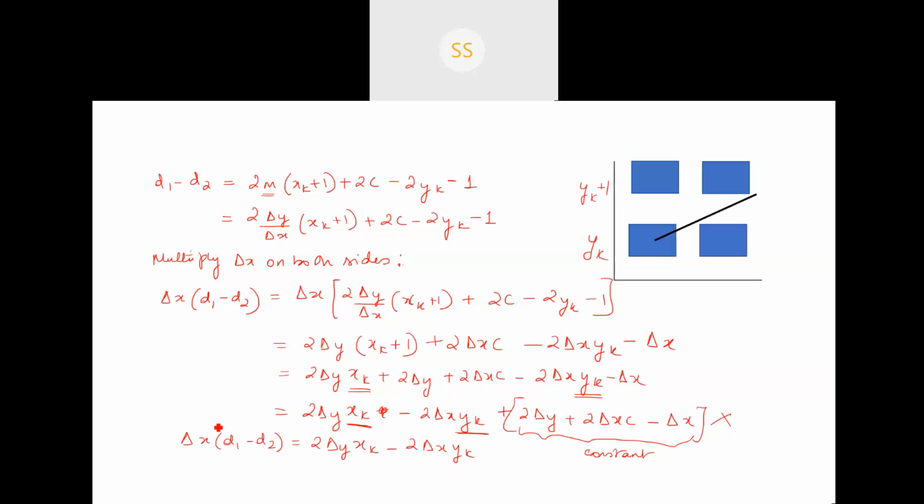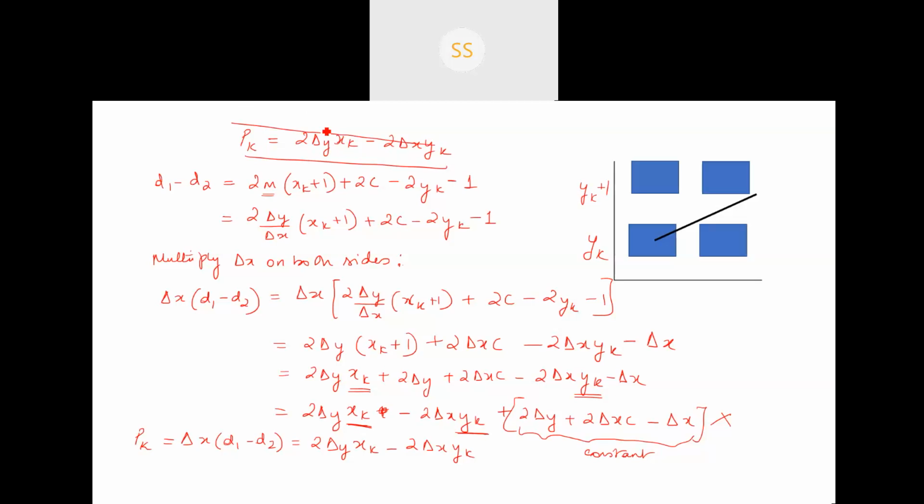Now, if you see the left hand side, it is quite long, isn't it? Delta x into d1 minus d2. So instead of using this long term, I can use a new name for this, which is called pk. So I have derived my decision parameter pk, which is actually depending on twice the difference value of y into xk minus twice the difference value of x into yk. I hope this much is clear to everyone. So this is the main thing that I need to derive.